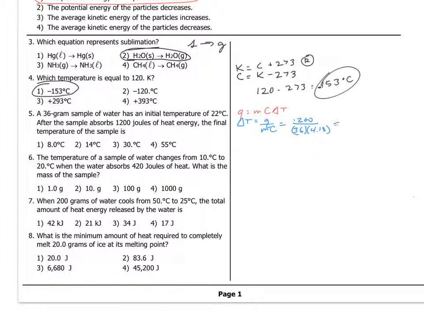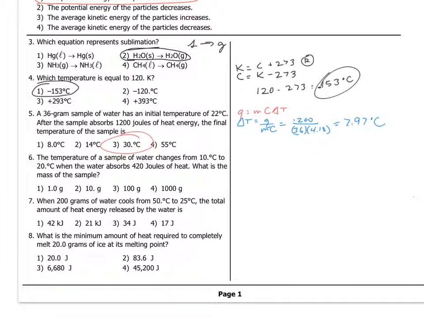I'm getting a value of 7.97 degrees Celsius of temperature change. So if you start at a temperature of 22 and your temperature changes by 8 degrees Celsius, you could end up at 30. So 3 is my answer.